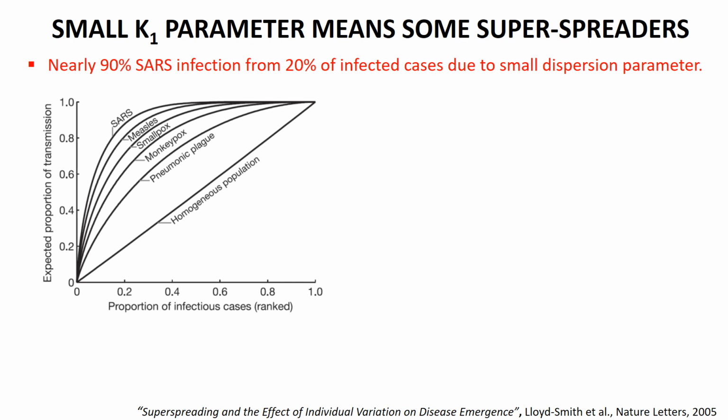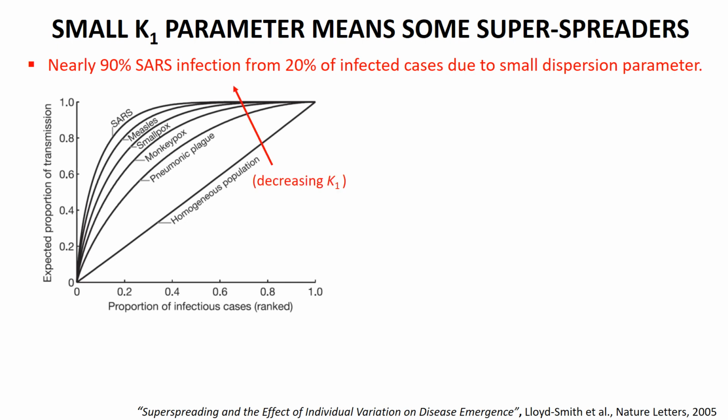So in a homogeneous population, what you could expect is that the 20% of infectious cases would give you 20% of transmission. However, as you start reducing the K number, you tend to get disproportionately more transmission from a small number of very infectious cases.